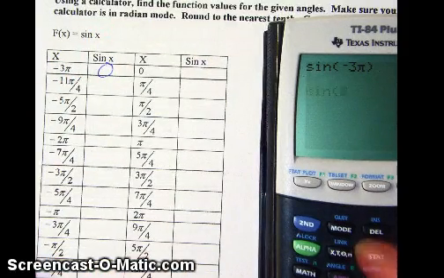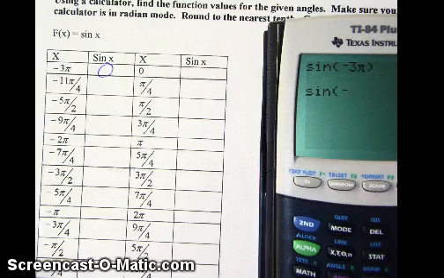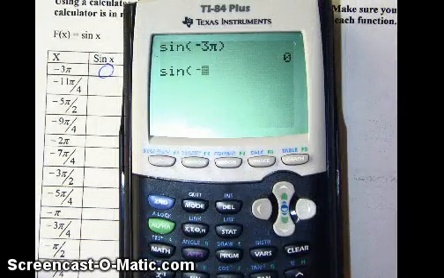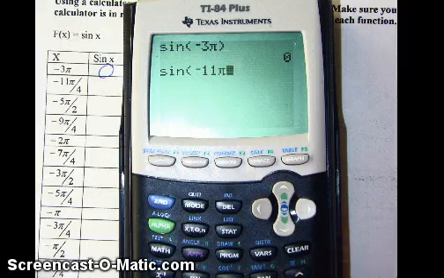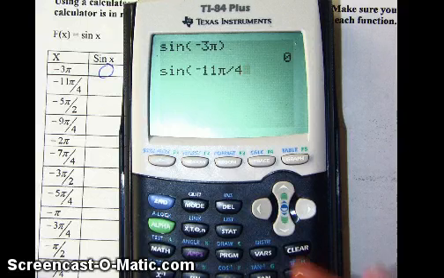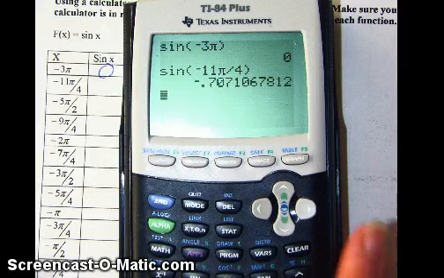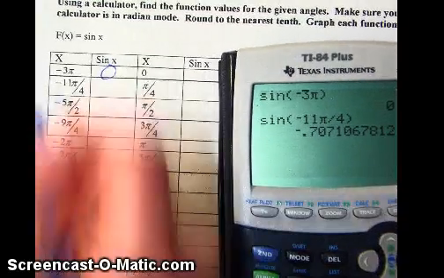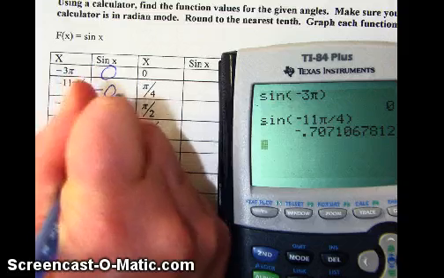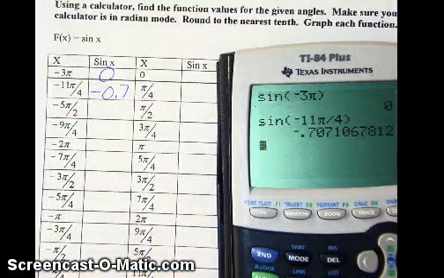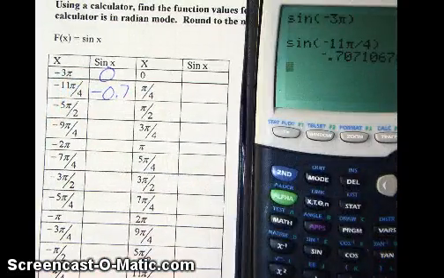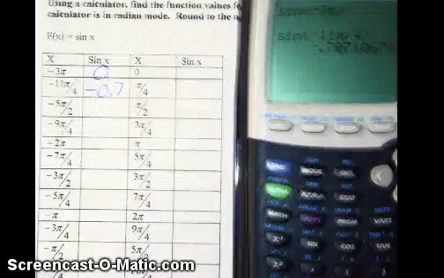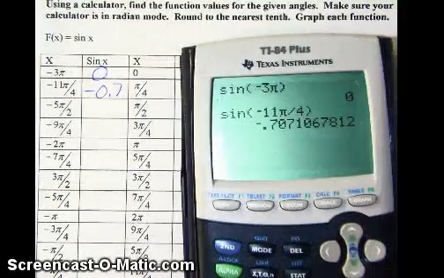And I'm going to do it again. Sine of -11 pi over 4. That's negative. I'm asked to round to the nearest tenth. -0.7. So I've got -0.7. All right. So you're going to continue this for all of the tables.